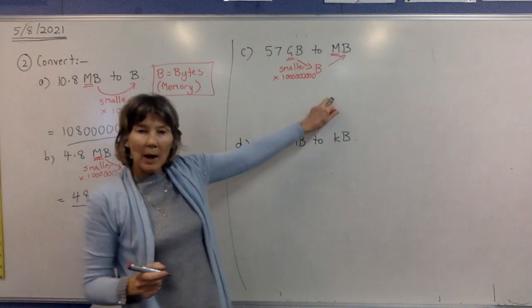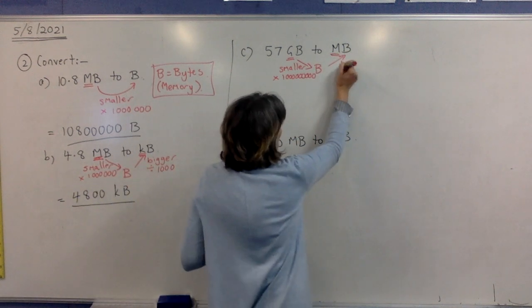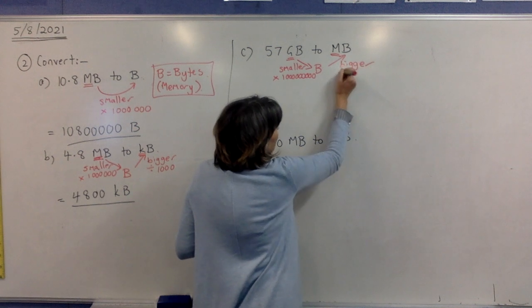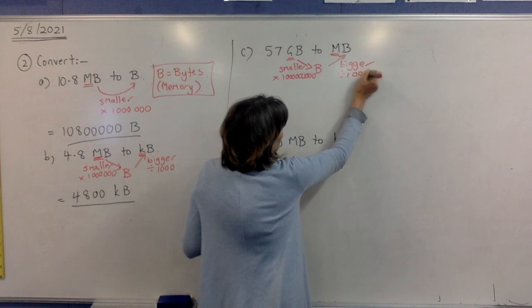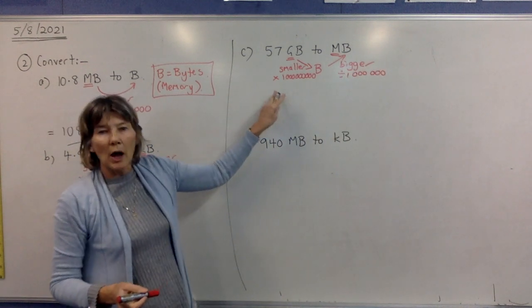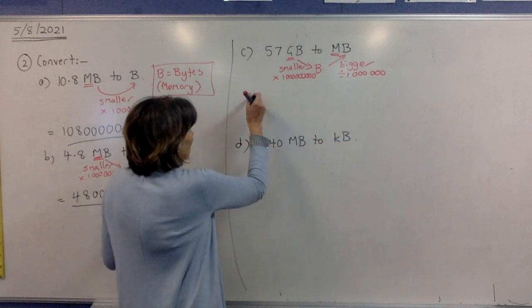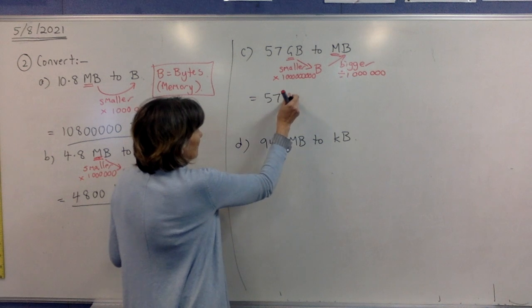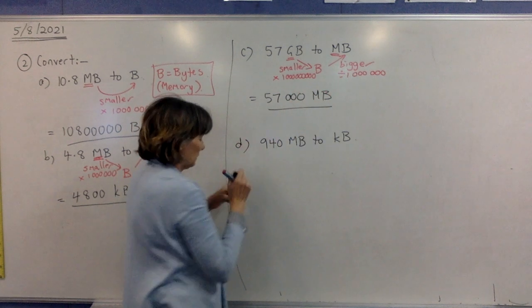Okay, now we're going from bytes to megabytes. We're going to something bigger now. So we're going to divide, and mega is a million. So we write 1 million here. So if we do 57 times 1 billion divided by 1 million, you'll get this. And put megabytes on the end.